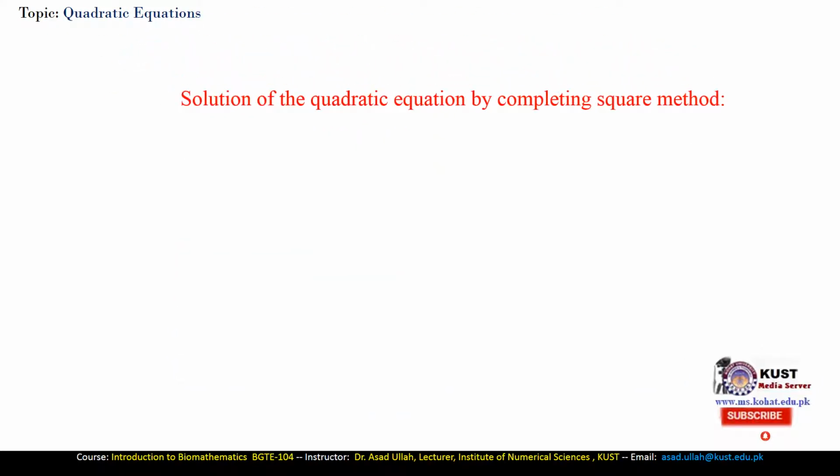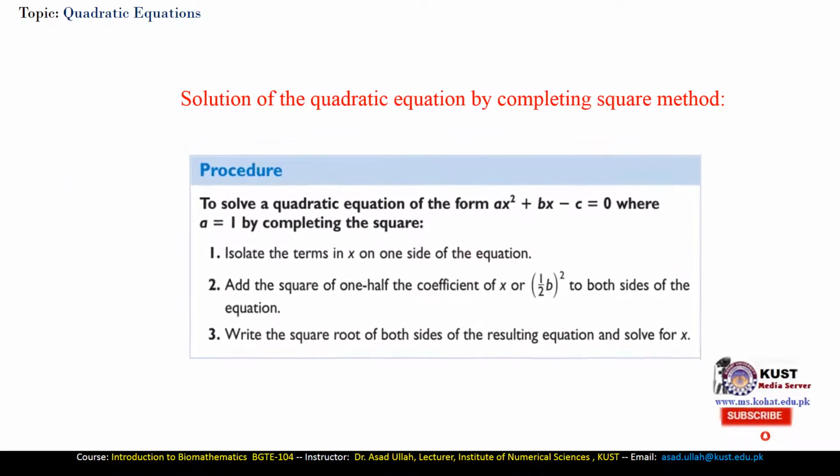Solution of the quadratic equation by using the completing square method. We know that a quadratic equation can be solved in 3 different ways: number 1, completing square; number 2, factorization; and number 3, the quadratic formula. In this lecture we will discuss the completing square method. The procedure to apply the completing square method for the quadratic equation is given below.